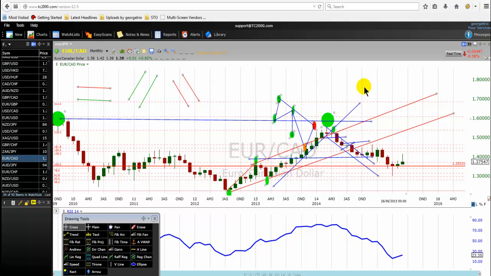Forex traders, strategies for trading the Euro-Canadian currency pair. Forex trader strategies for trading the Euro-Canadian dollar currency pair.